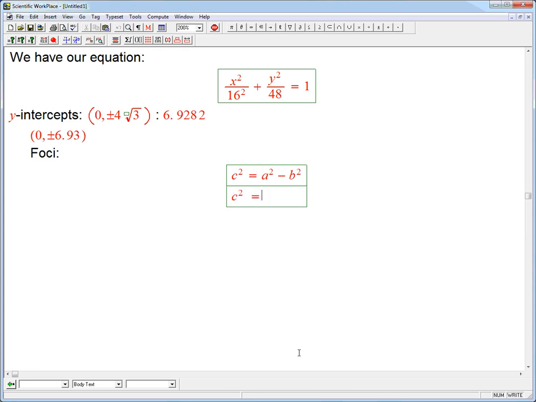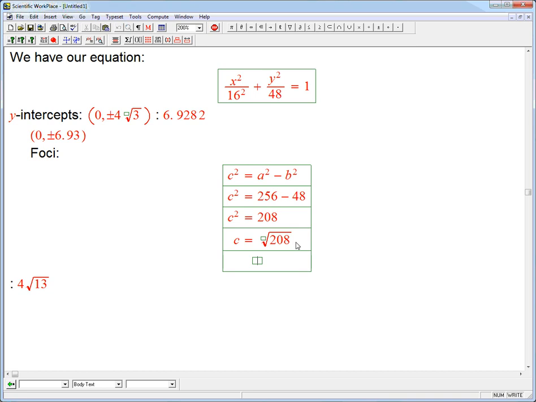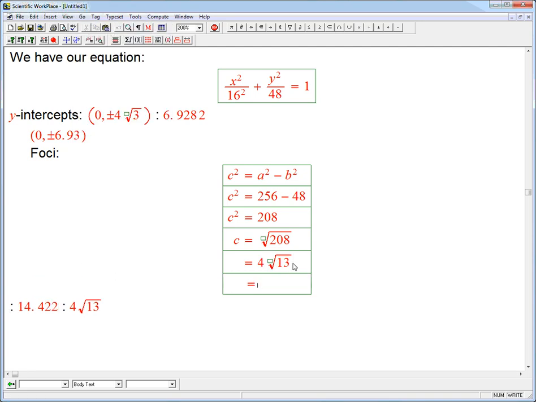So c squared is going to equal 256 minus 48, or c squared equals 208, and c equals the square root of 208. Now that is a pretty random one. We can take some squares out of that, I'm sure. Let's see what it tells us. 4 root 13. That's pretty random. Equals 4 root 13. Let's get a number out of that. 14.4. 14.42. Okay. And so we could plot that. It's pretty close to 16.